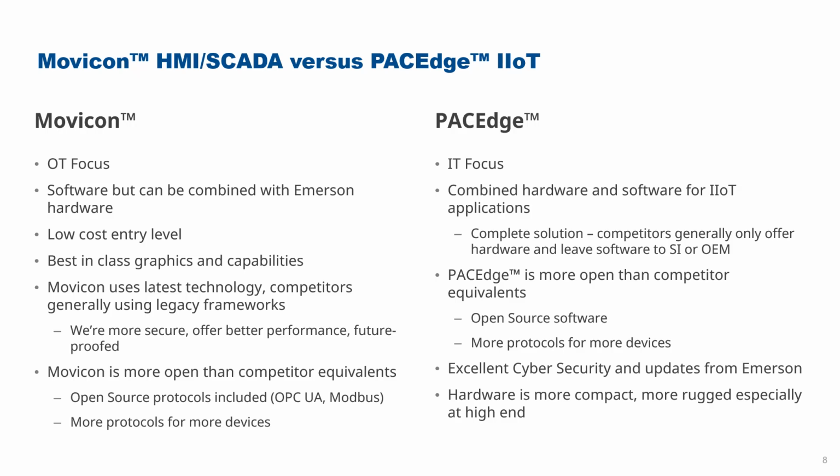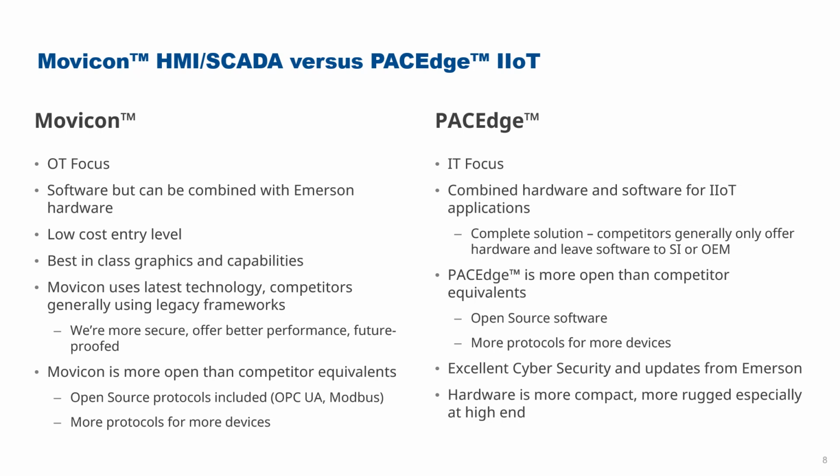Now, PACEdge has some of these same functions, but again, it's more of an IT focus. And for PACEdge, because people are generally looking for solutions rather than a combination of products and software, what we've done is we've taken a combined hardware and software approach for industrial Internet of Things applications. So the reason for doing this is we can offer a complete solution.